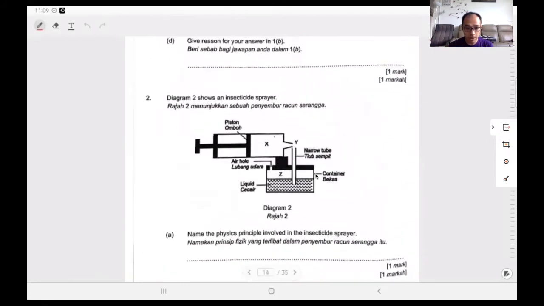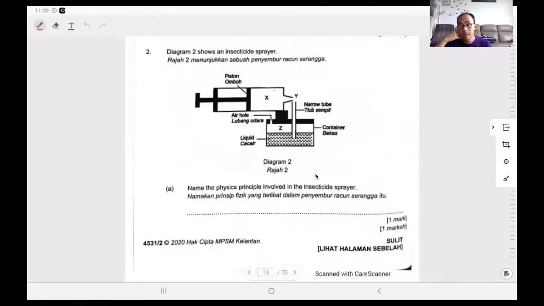Let's talk about this question. This is Kelantan paper, question 2, also an application of Bernoulli's principle. Bernoulli's principle actually has many applications. Insecticide sprayer is one. Bunsen burner is also an application of Bernoulli's principle. So the physics principle involved in the insecticide sprayer is definitely Bernoulli's principle.